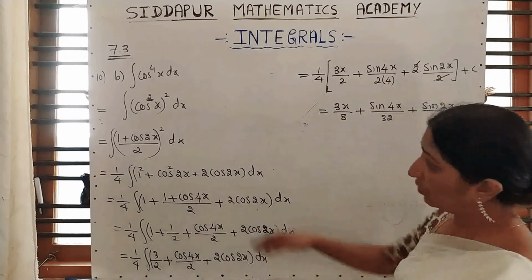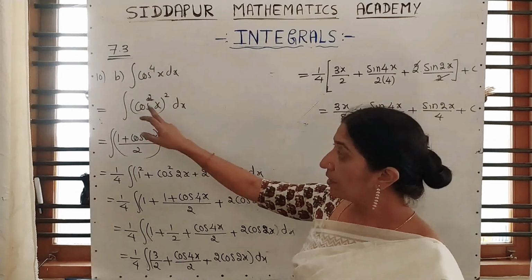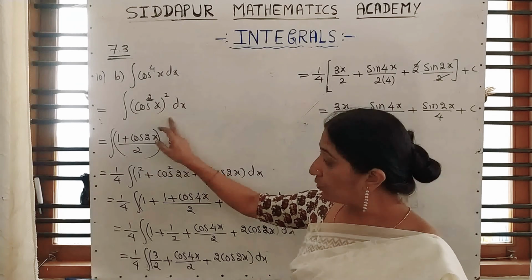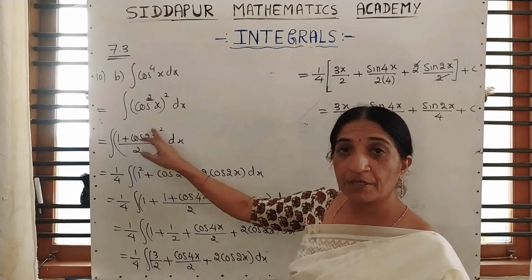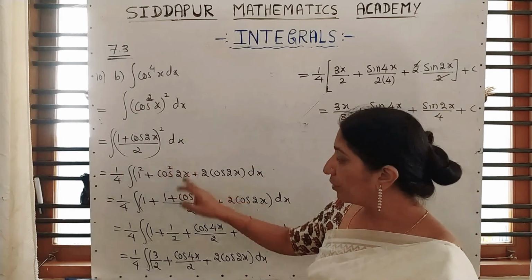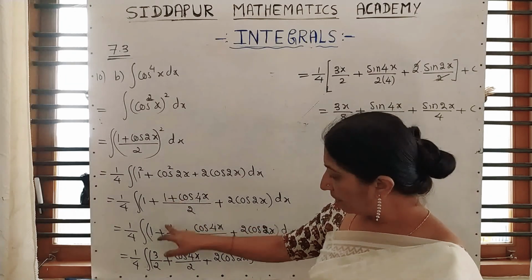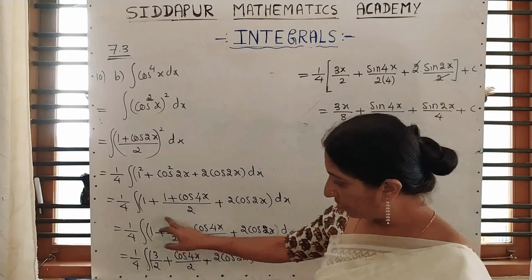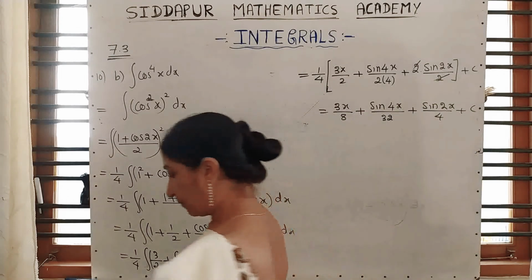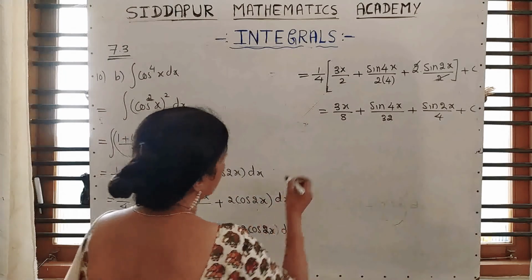So I kept on the board as it is. Please watch this. Cos raised to 4 is cos square x whole square. Cos square x is 1 plus cos 2x upon 2 whole square. 2 square is 4 and the numerator is a plus b whole square, a square plus b square plus 2ab. We don't know cos square 2x, that's why it is 1 plus cos 4x divided by 2. Take 2 separate, 1 by 2 and cos 4x by 2. For these two I took the LCM, I simplified, then in the next step I integrated them. Understood? Now moving to the next question, that is question number 10th C.